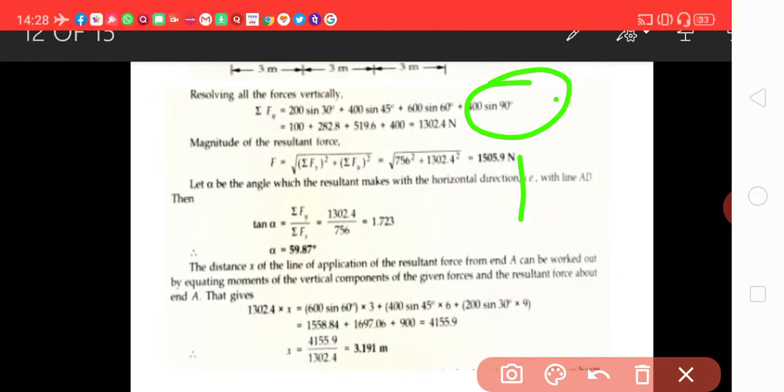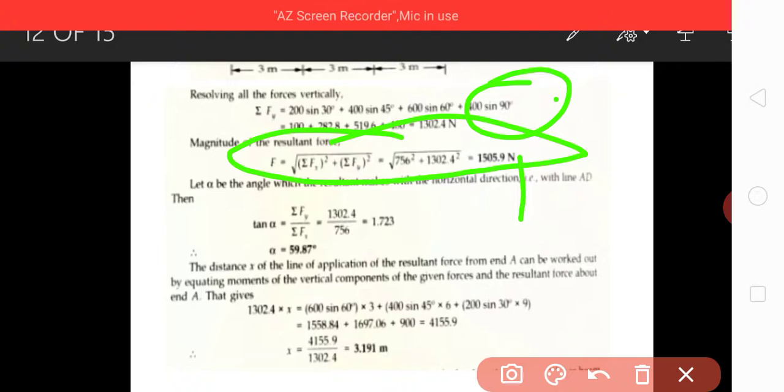Then using the Pythagoras formula, we can find the resultant by using this formula, which comes out to be 1505.9 Newton.